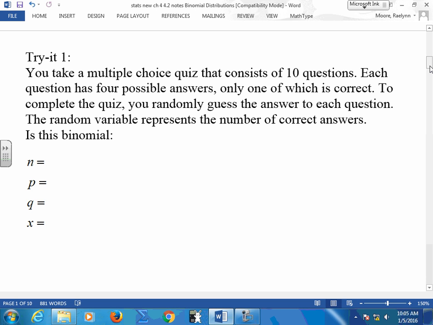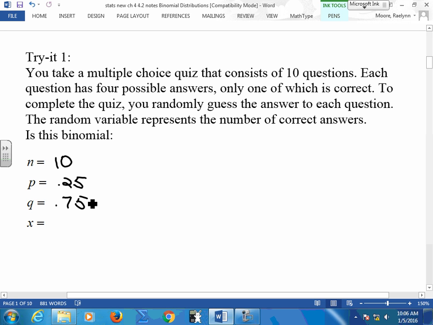Yes? Let's see. What's N? Let's see if we can lay these out. What's N? How many questions are you answering? 10. What's the probability of success? 0.25. How'd you get 0.25? 4 answers, 4 possibles, 1 is correct, right? So it's either going to be correct or not correct? Are those the two choices we have? P and Q? What's the probability that it's not correct? 0.75. And your variable represents, I could have 0 correct all the way up to 10 correct.